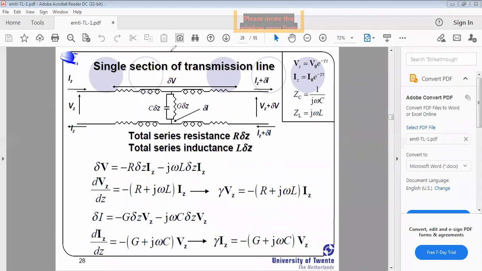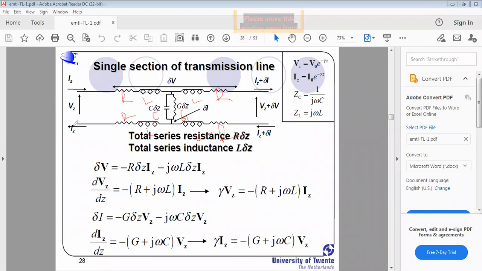See here, a single section of a transmission line. This is the resistance R, this is the L, this is the L, this is the R again. This is the G and this is the C, that is, R, L, G, C. Again this is R, this is L, and there are two lines, this is L and this is R. They are not considered as parallel lines; they considered parallel lines.